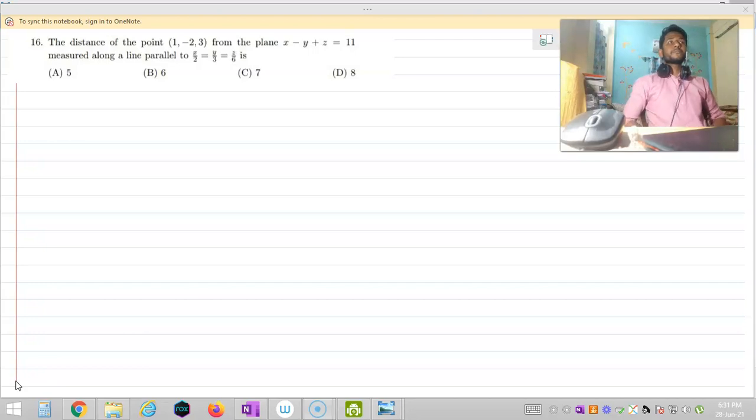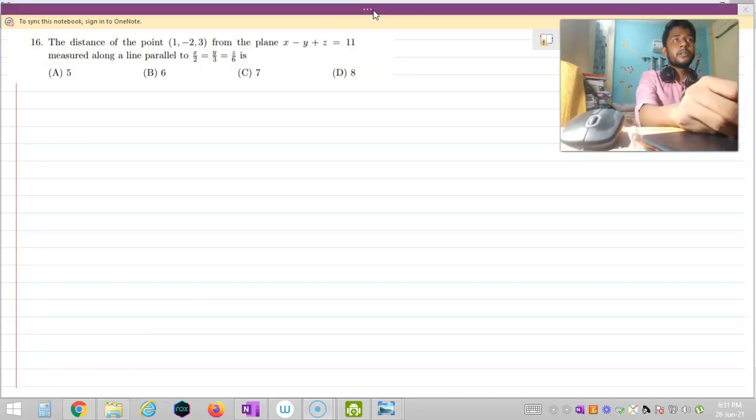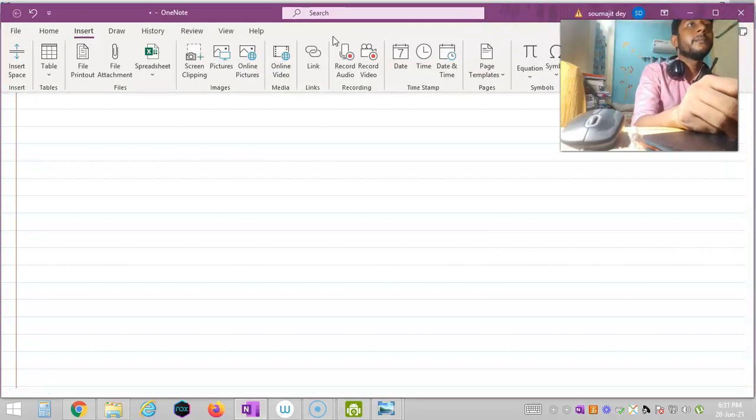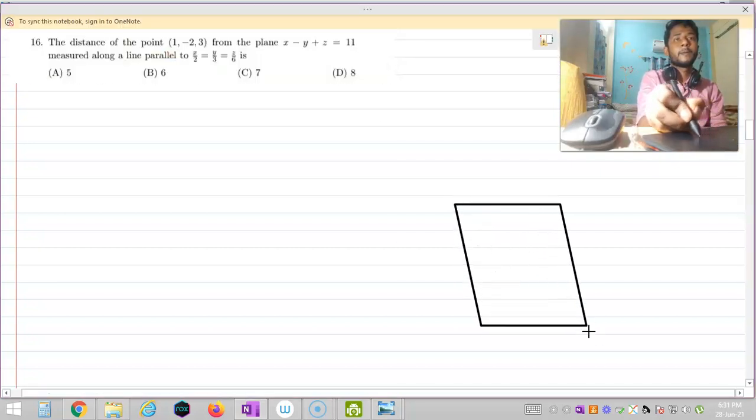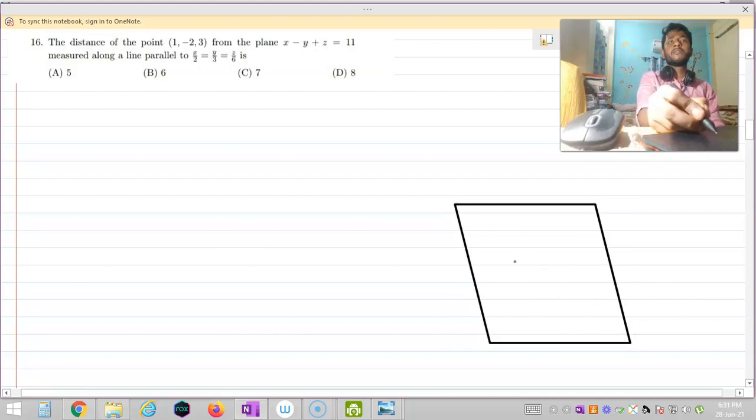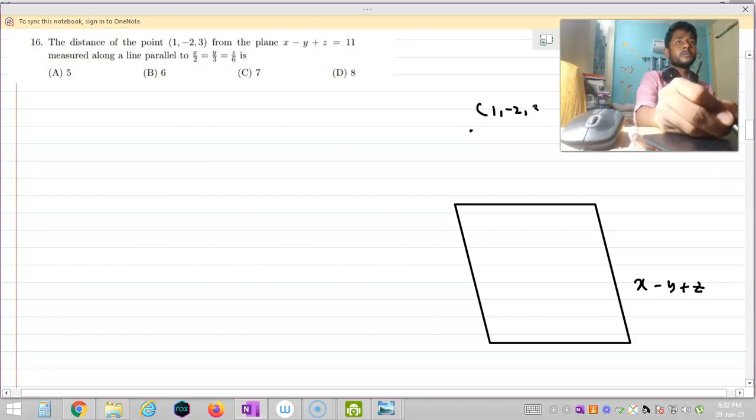Now here we don't need to find the perpendicular distance, right? Let me tell you by the picture of this problem. Let this be our given plane. So this is our plane x minus y plus z. And this is our point (1, -2, 3). Let this line be represented by this line.